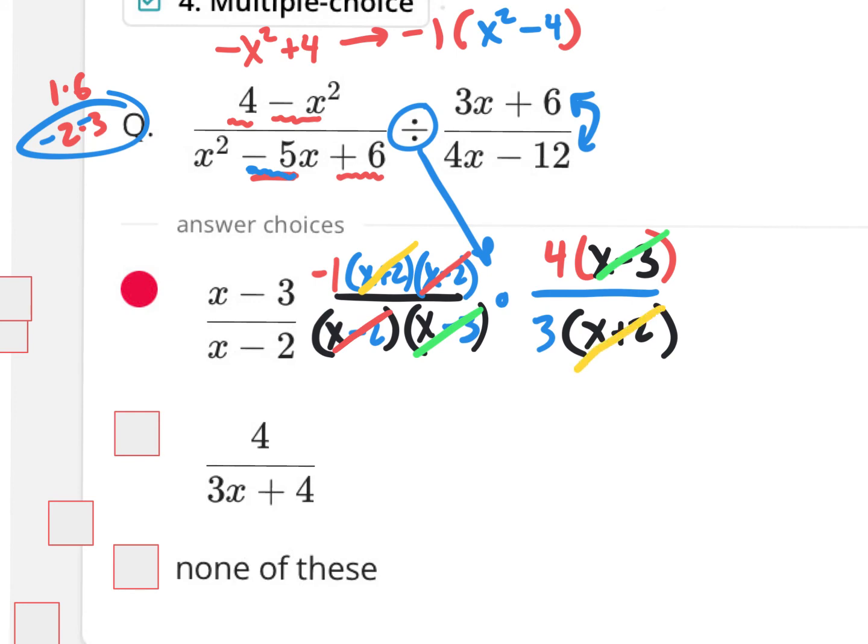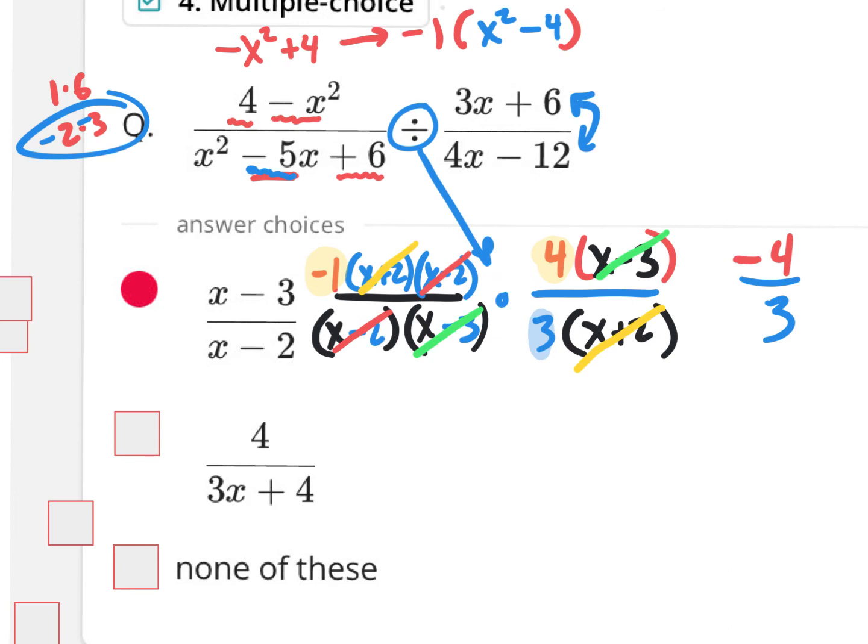So our answer actually is, whatever's left over, we have to multiply. So this is negative 1 times 4. That's going to be a negative 4 over 3, because 3 is the only thing left on the bottom right there.